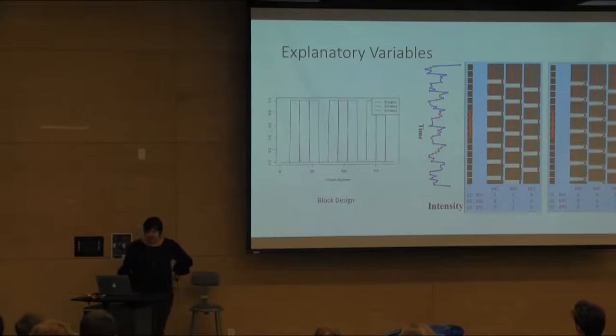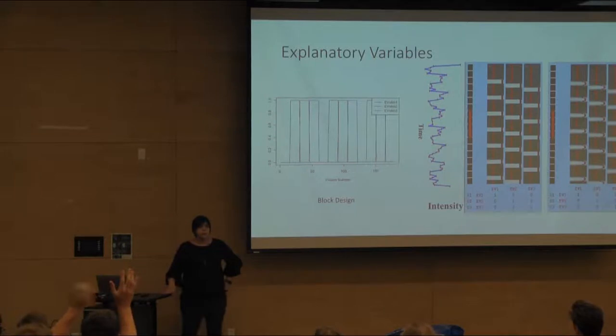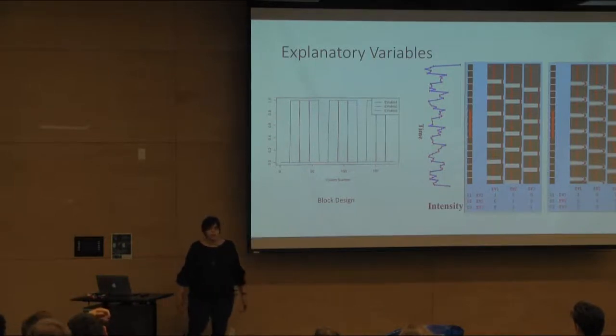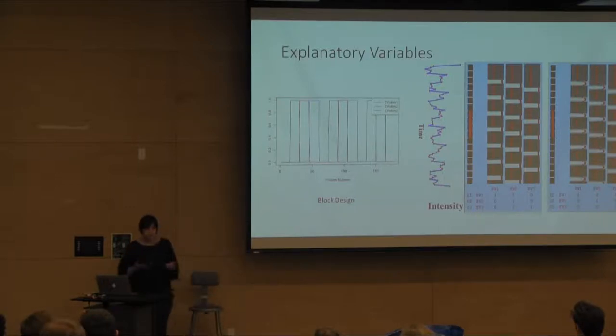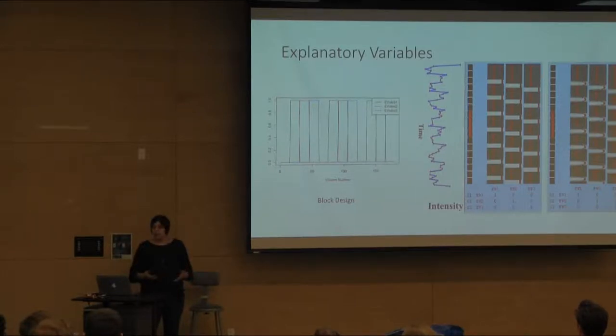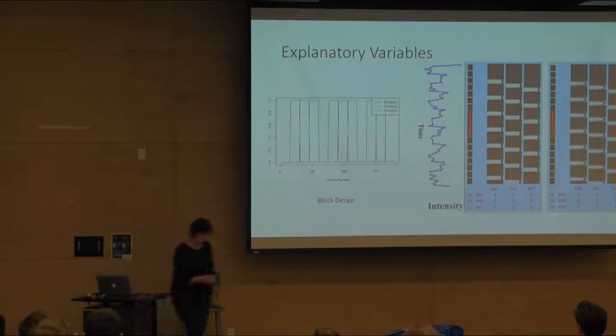But this is typically the way. How many people use FSL here? Okay, so you've all seen the design on the right-hand side as some sort of event-related or block design that you've created. What you do when you type in your explanatory variables, and that's what these are called, into your software package, is you get a design matrix. This is a very simple design matrix here.